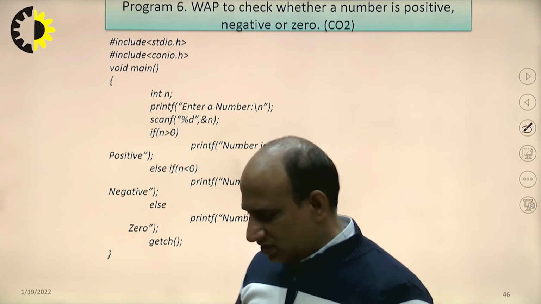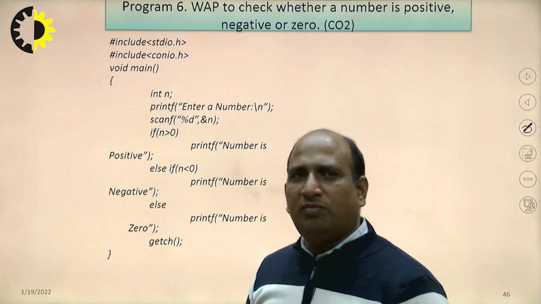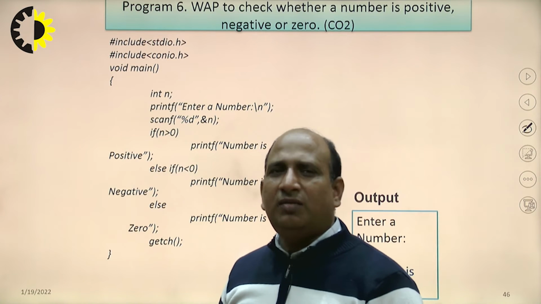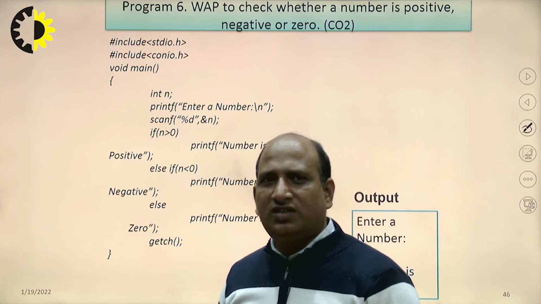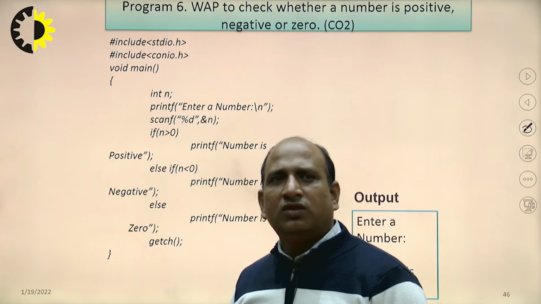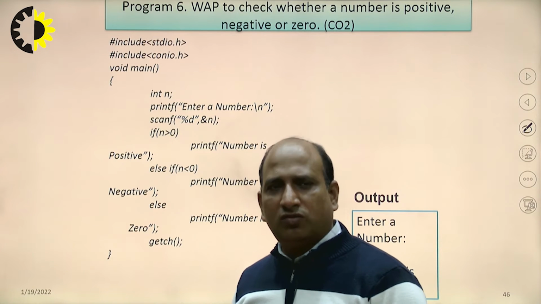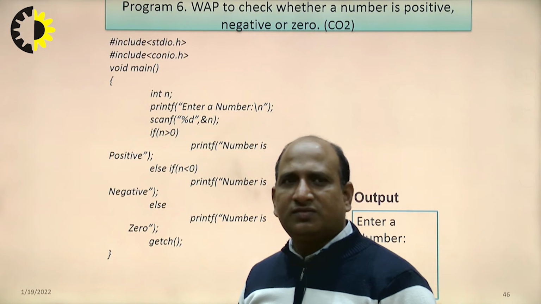That's why this statement is very efficient to be implemented. Here I have taken the number 25 as the input, and the first condition evaluates to true, so "number is positive" will be printed and the rest of the code will be left as it is.